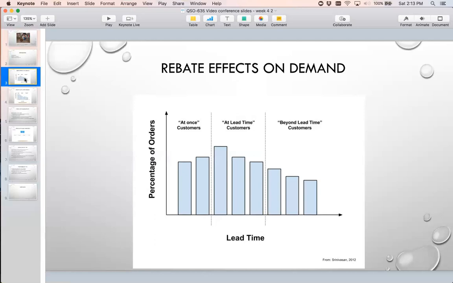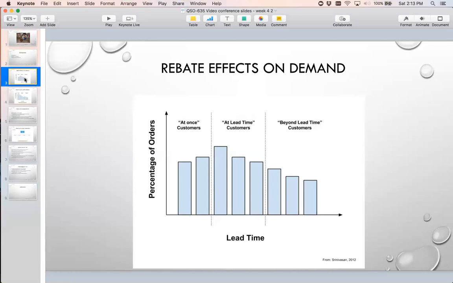So you want to make your lead time shorter and shorter, while at the same time, you want to move the number of people from the at-once lead time to the at lead time, and the at lead time to the beyond lead time. So obviously, as you shift your lead time, those categories will automatically shift.